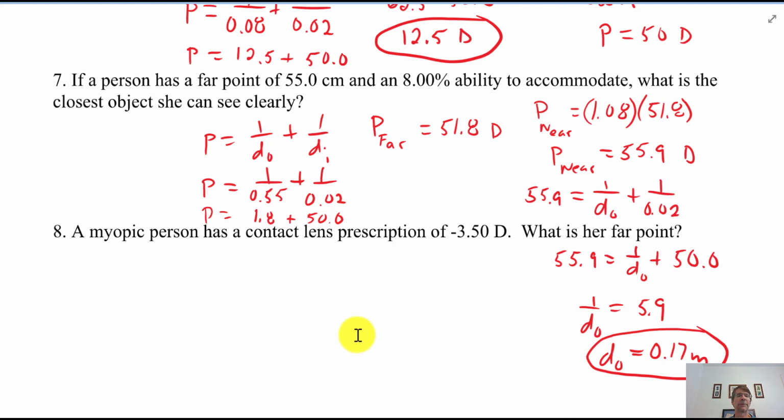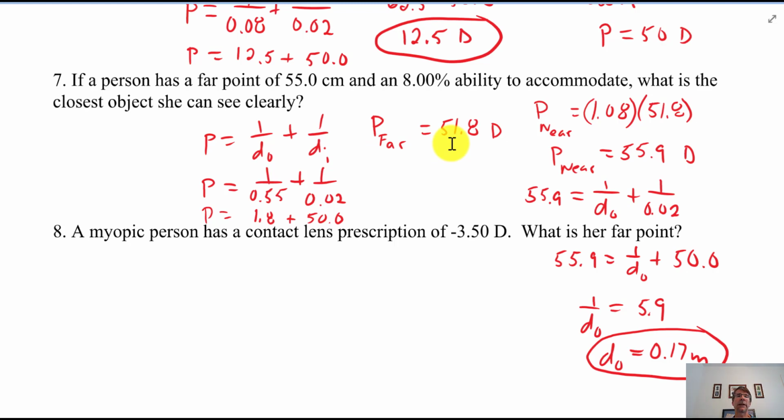All right, I went through and did this whole problem. They have a far point of 55 centimeters. Over here on the left, you put an object at that far point; you can't see any farther than that. You're focusing on the retina, 0.02 meters. So you get 1.8 plus 50.0. So the power of your lens for the far point is 51.8 diopters.